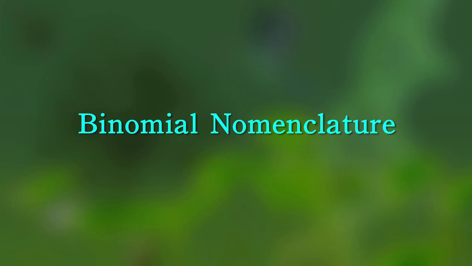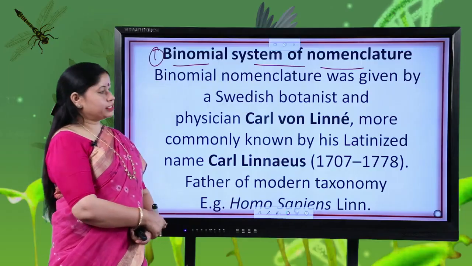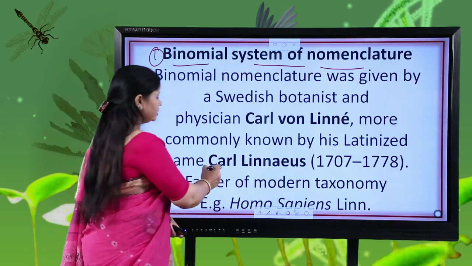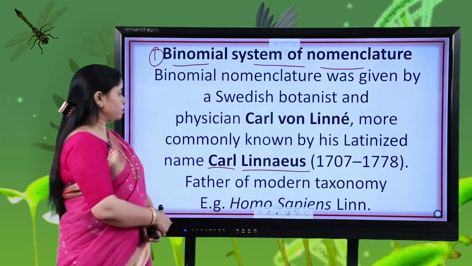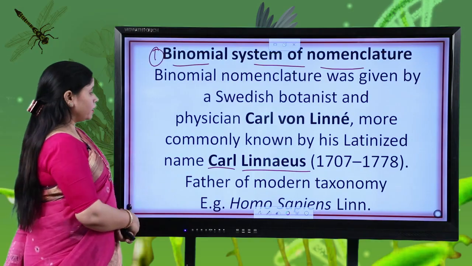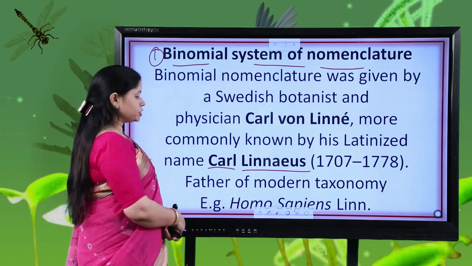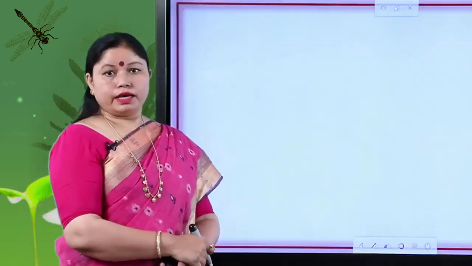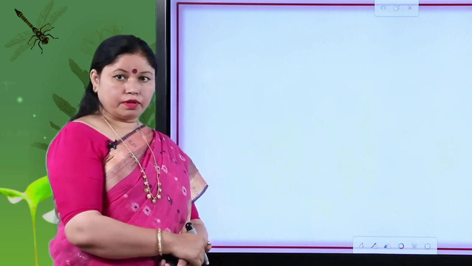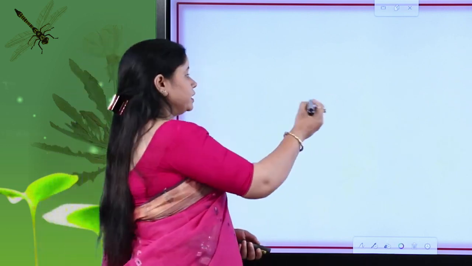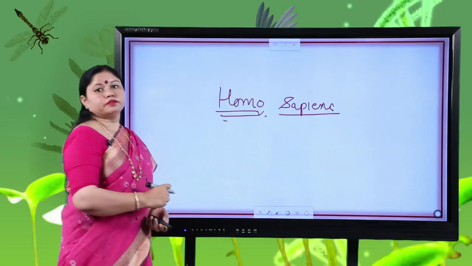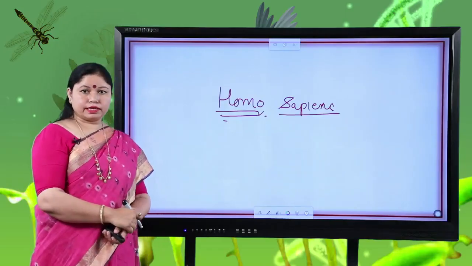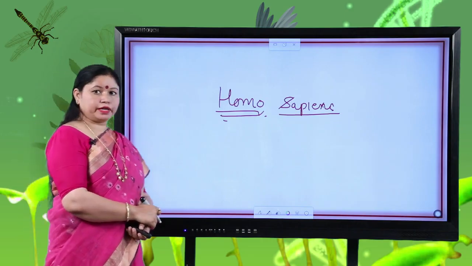Let's understand different types of systems of nomenclature. The first one is binomial nomenclature. Binomial nomenclature was given by Carl Linnaeus, who was a Swedish botanist and a physician, and he is also known as the father of modern taxonomy. And he gave the system. Let us understand what he said. He said a scientific name must consist of two words. Let's take one example, Homo sapiens. The first word is the genus and the second word represents the specific epithet.